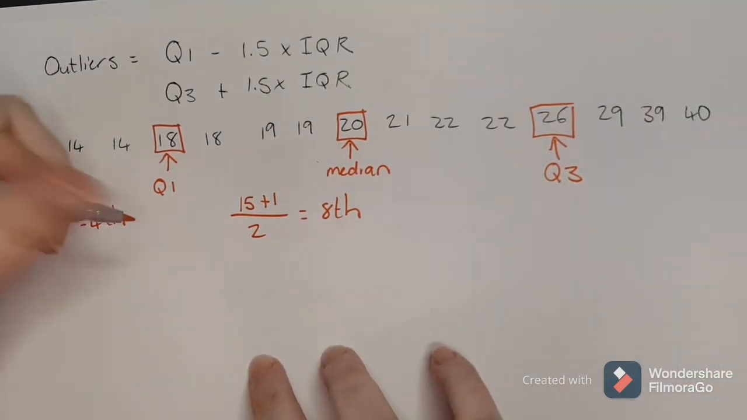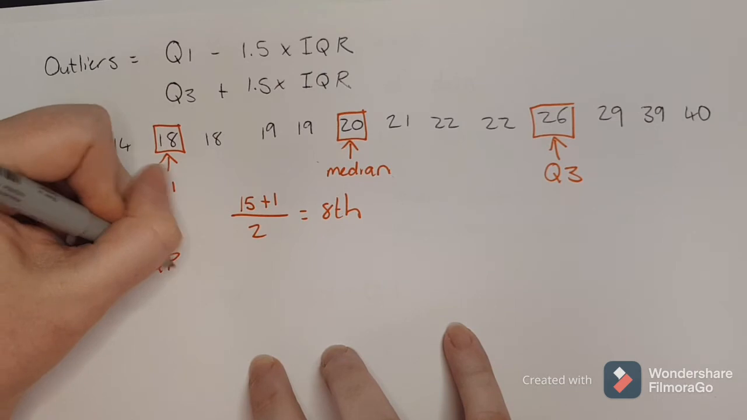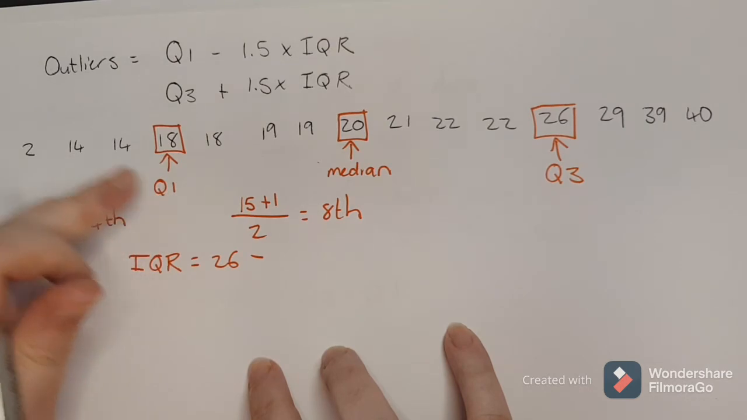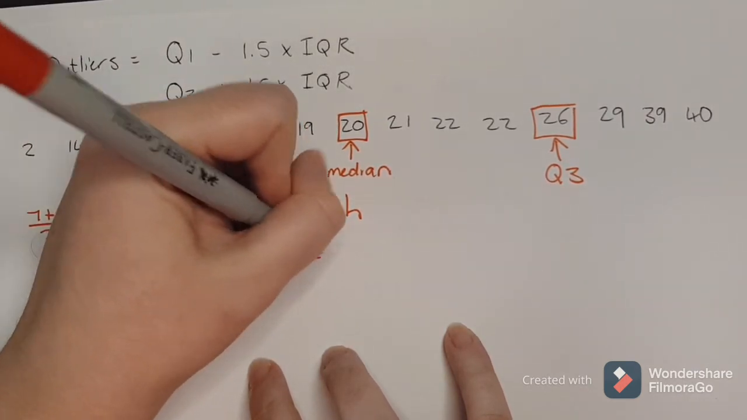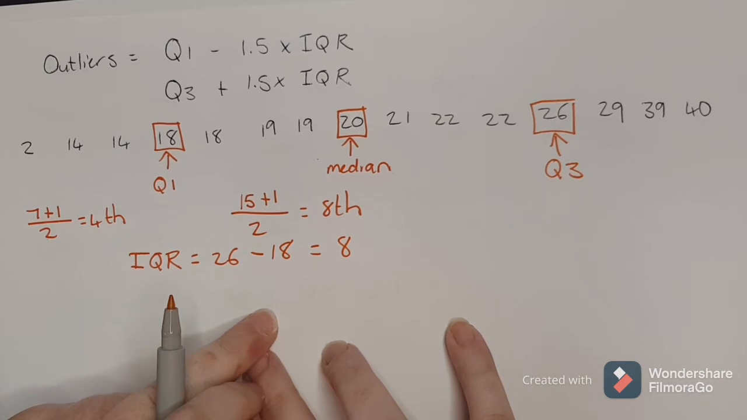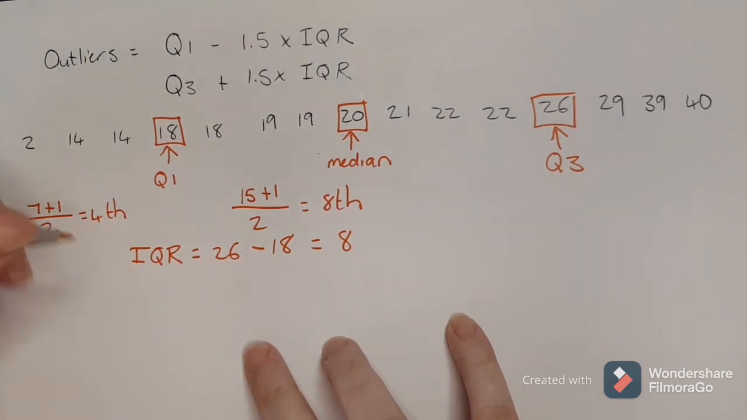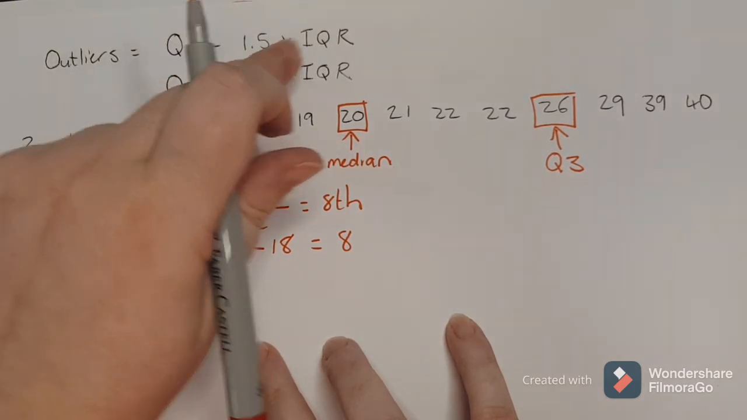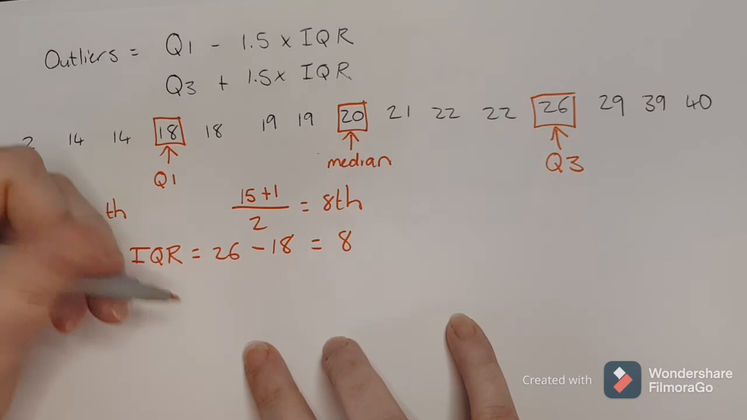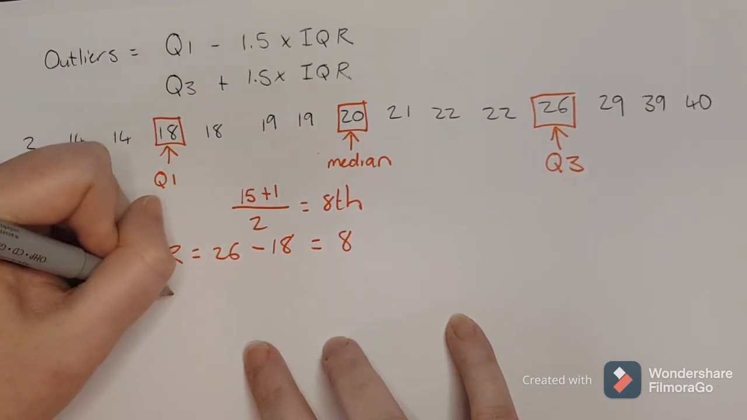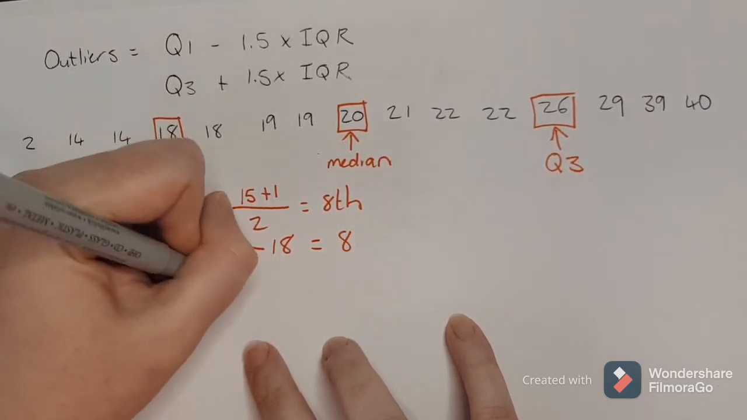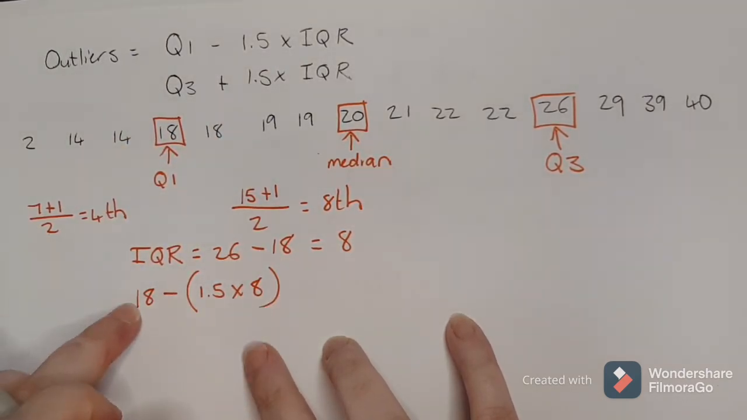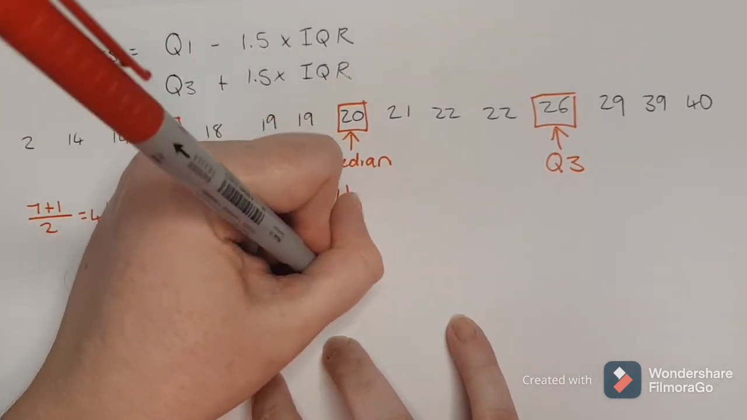So now I need to calculate the interquartile range. So I'm going to take upper quartile, 26, minus lower quartile of 18, to give me an answer of 8. Now I can calculate the outliers. So my first equation is Q1 minus 1.5 times interquartile range. So Q1 is 18 minus 1.5 times 8. Okay, remember that's going to happen first. You're going to subtract it from that. So we get an answer of 6.